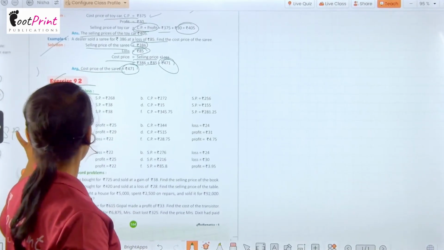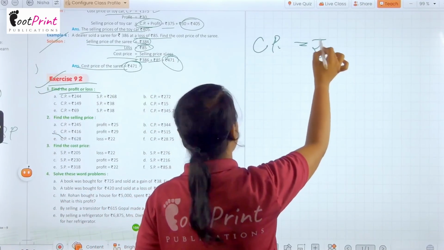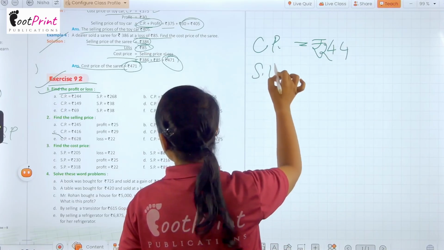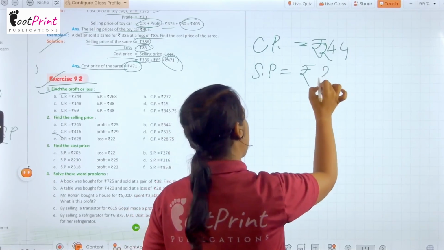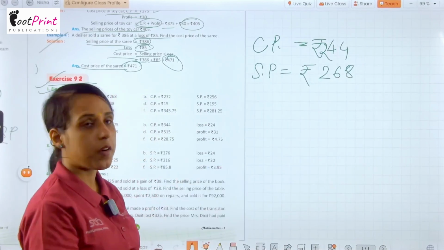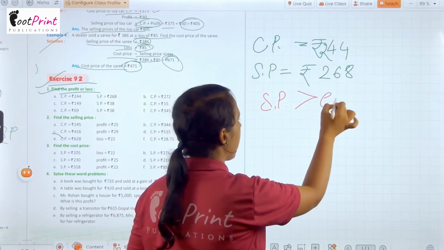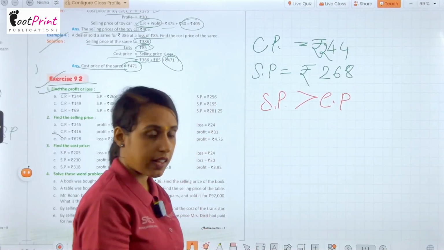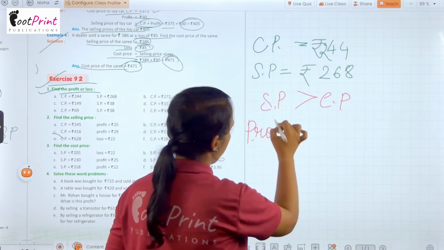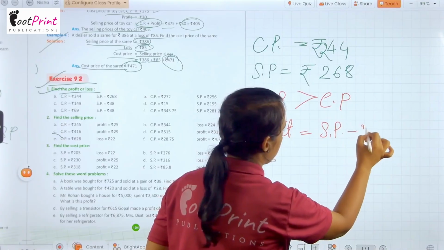We know that. So here CP is given 244 rupees. Okay, and SP is given 268 rupees. Okay, and as we know, here we can see SP is greater than CP, and when SP is greater than CP, it means it made profit. So how do we find out profit? Profit equals SP minus CP.